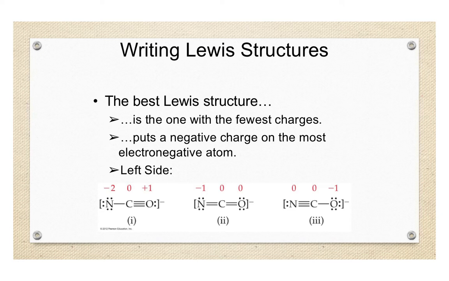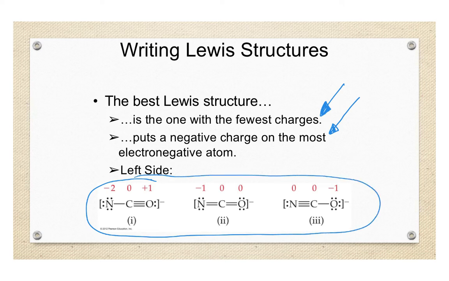Well, the best Lewis structure is the one with the fewest charges. So the more zeros you have in terms of formal charge, the better the Lewis structure. The second thing is, if those are all equal, you put a negative charge on the most electronegative atom. So on your left side, I'd like you to take these 3 structures. They've got their formal charges assigned to them in red, and I want you to tell me which one is the best Lewis structure, which one is the middle, which one is the worst. Come back when you're done.